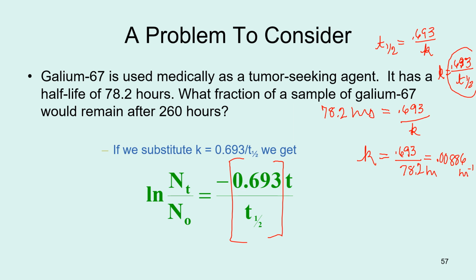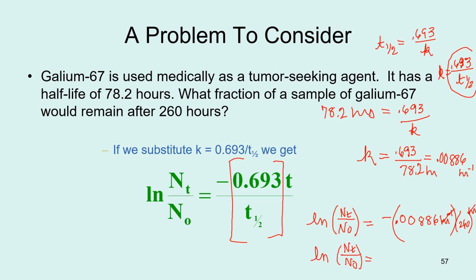So now, let me simplify this a little bit. The natural log of that ratio, which is what we're looking for, is equal to negative 0.00886 inverse hours. And what's the time we're looking for? We're looking for 260 hours. So the inverse hours and the hours will cancel, and we have no units left. 0.00886 times 260 equals, so now we have the natural log of Nt over N0 equals negative 2.30.